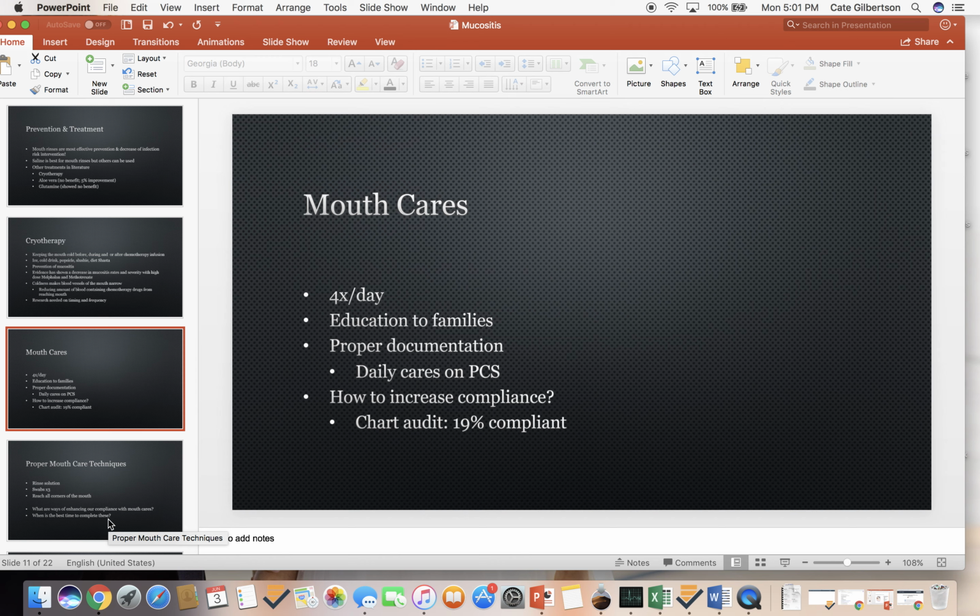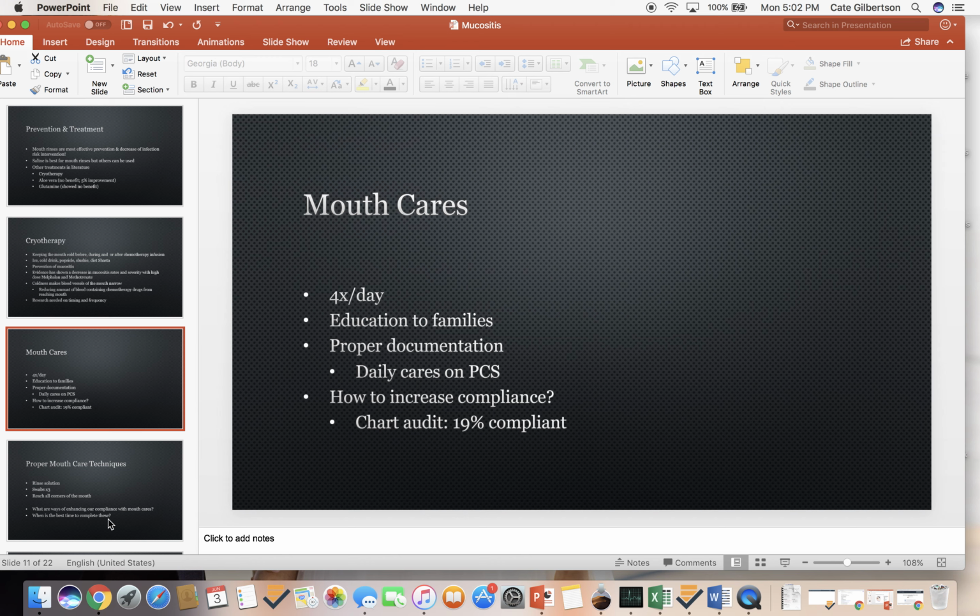Unfortunately, within that admission packet right now, there are only about 1 or 2 sentences that state we will be doing 4 mouth cares a day, and it doesn't explain why or give any insight into what that's going to prevent. Hopefully, nurses right now are touching on that with patients, but it's not something that's in the packet, and it's not something we really focus that heavily on. So we really want to switch that culture into providing families with sound education on this.